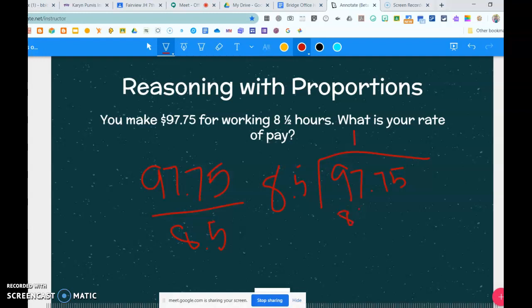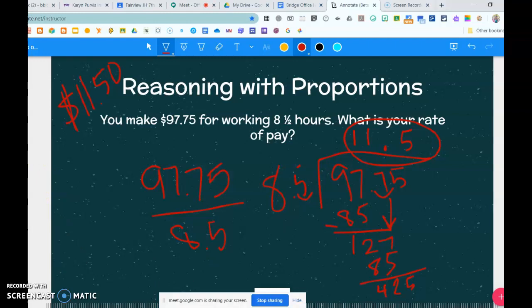So 85, start by moving your decimal. So my decimal is now right here. 85 can go into 97 one time. Subtract, that leaves me with 12. Bring down the 7. It can go into 127 one time. Subtract, that gives me 42. Bring down the 5. And 425, 85 can go into 425 exactly 5 times. So my rate of pay is $11.50.